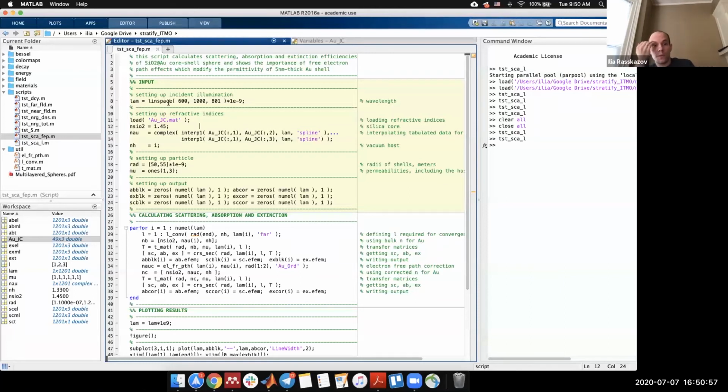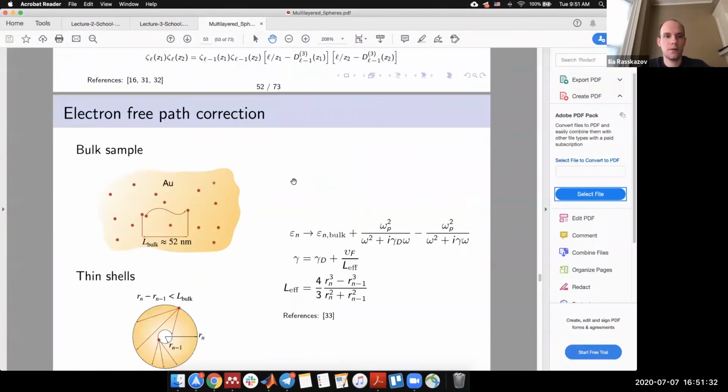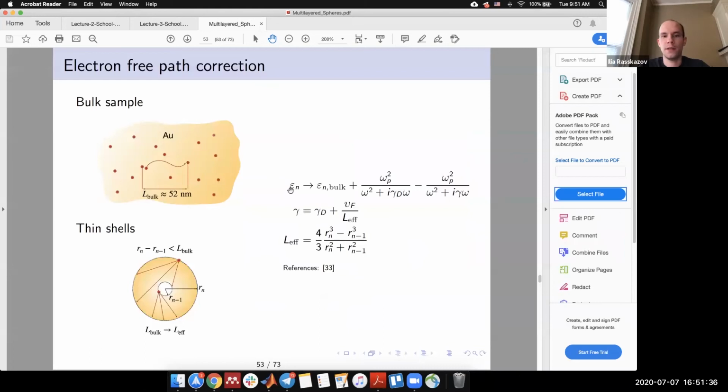So this script does essentially the same as we have done. It calculates the scattering, absorption, and extinction efficiencies for, right now, a silica gold core shell sphere. But in this case, we will consider a very thin gold shell, 5 nanometers thick. And here I would like to show you the importance of this effect, where you have to modify the dielectric permittivity of the bulk sample to take into account the dissipation of the electron and its collision with the boundary of the shell.